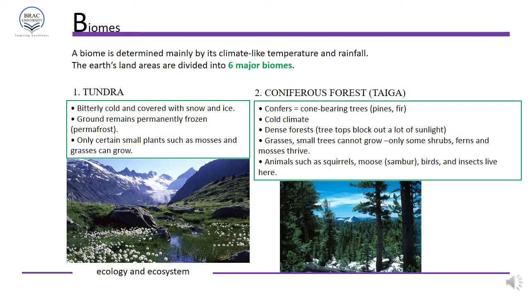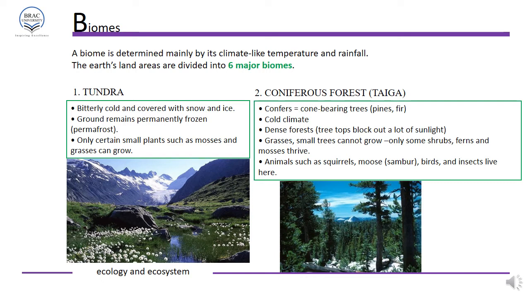Then, based on the temperature and rainfall of a particular region, this world has been divided into 6 different biomes. A biome is a big region with similar temperature and rainfall scenario. The first one is the tundra, which is utterly bitter cold and covered by snow and ice. We can find permafrost there, so hardly any big plants; small grass and mosses can grow there.